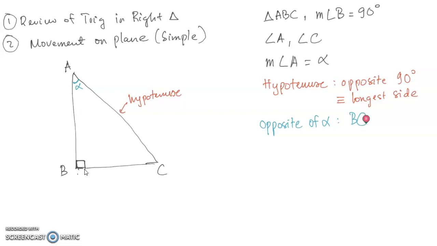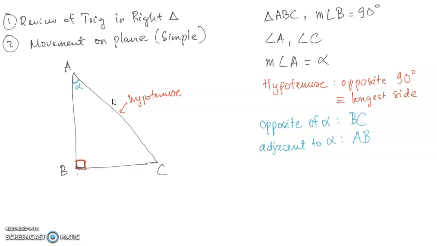And adjacent to what? Adjacent to alpha. Here, alpha's adjacent side is AB. So I have AB. Very important to identify these three items first. The hypotenuse never changes. It is always the longest side in a right triangle, and it's opposite to 90 degrees. So when you identify the 90-degree angle, you identify the hypotenuse.